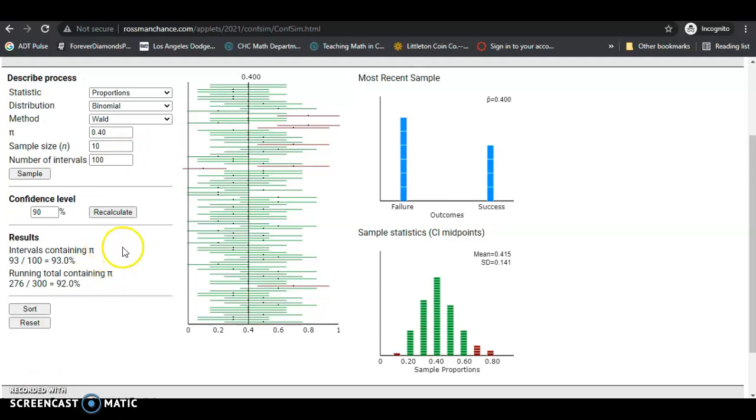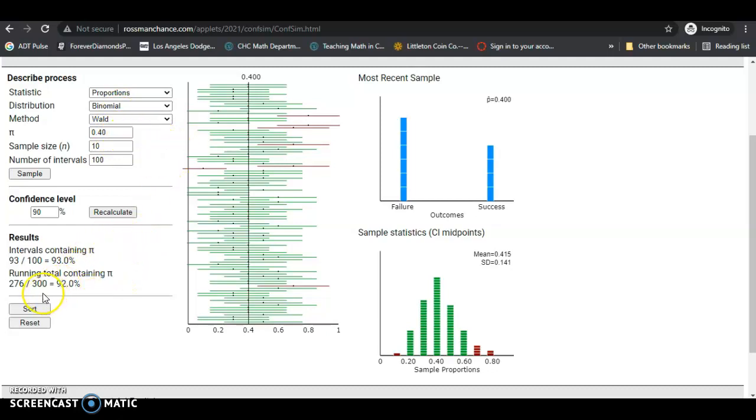So in other words, what we're doing is creating many different confidence intervals for the same parameter, and we're seeing how many of those confidence intervals contain the value of the population parameter. In reality, we won't know what the population parameter is. In this case, we're assuming that the population proportion is 0.40.